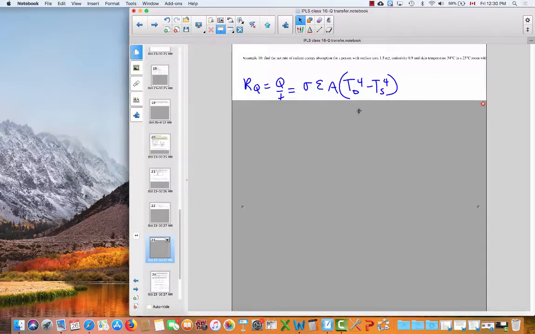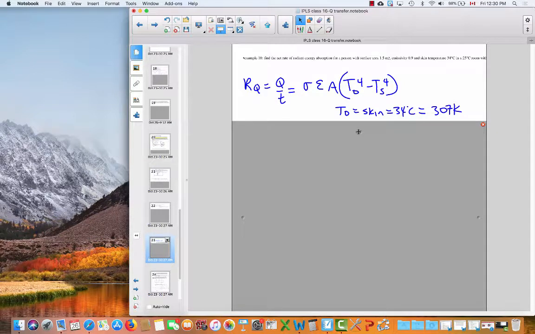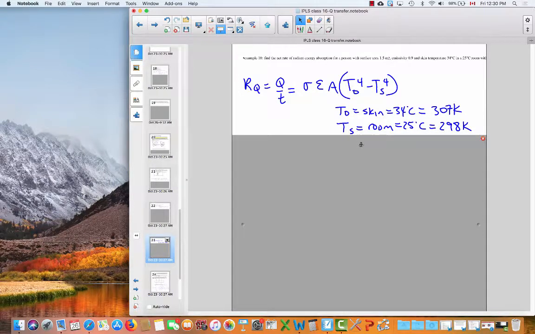So we want to find the rate of radiation away from your body. We will use the Stefan-Boltzmann Law, which says the rate depends on the difference between fourth power temperatures, the surface area, the emissivity, which is the surface condition, and then some constant that we determine experimentally. Now we must use Kelvin temperatures. So the skin temperature was 34. We add 273 to convert to Kelvin. The room temperature was 25. We add 273 to convert to Kelvin.